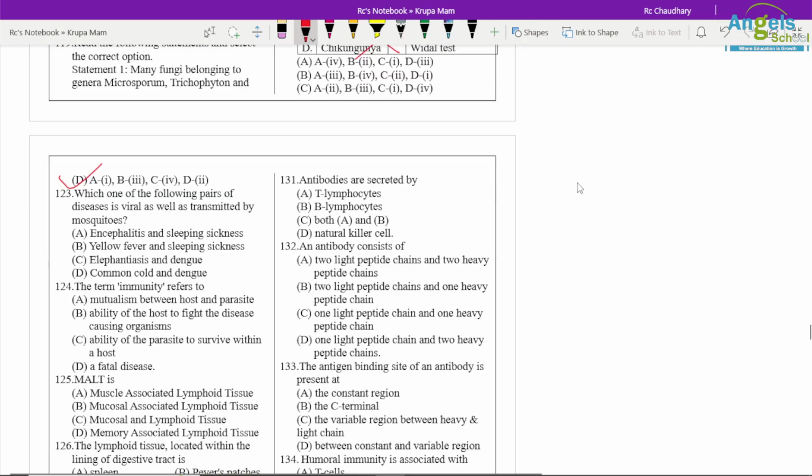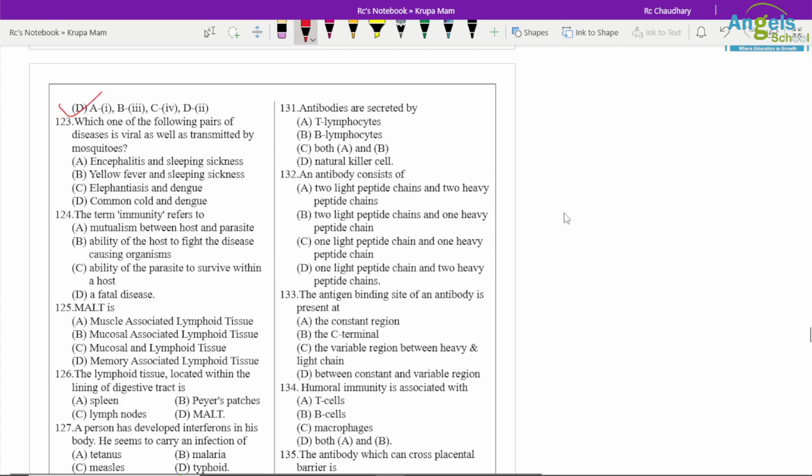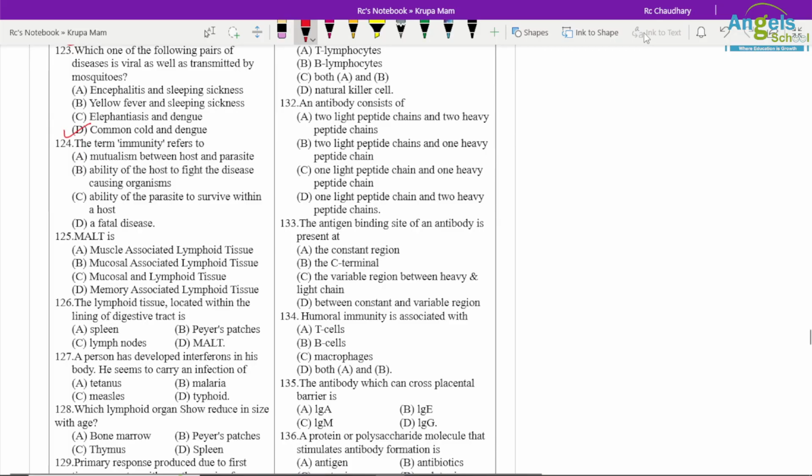Question number 123. Which one of the following pairs of diseases is viral as well as transmitted by mosquito? One is a viral disease and the second is a mosquito-transmitted disease. So common cold and dengue is the correct option for this. The term immunity refers to the ability of the host to fight disease-causing organisms.